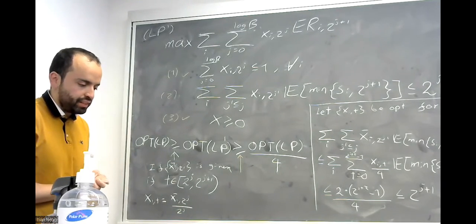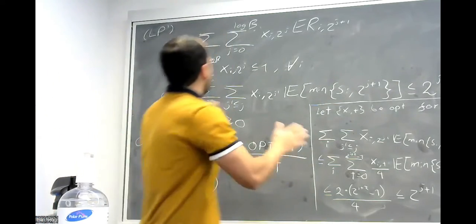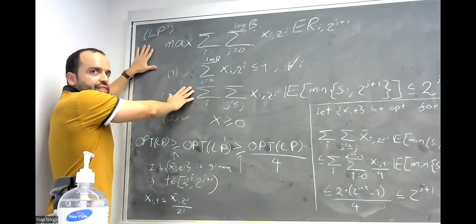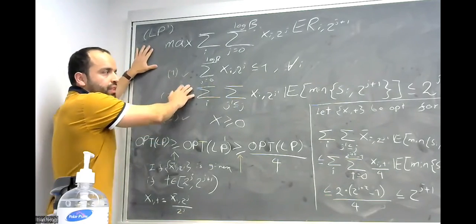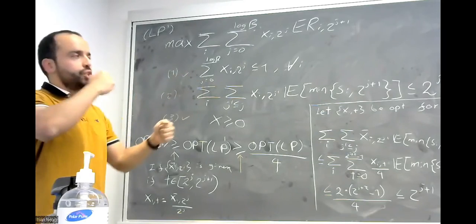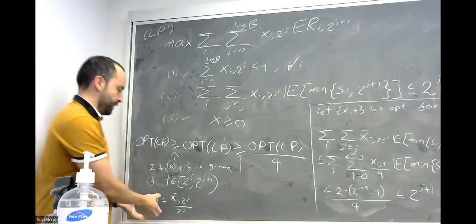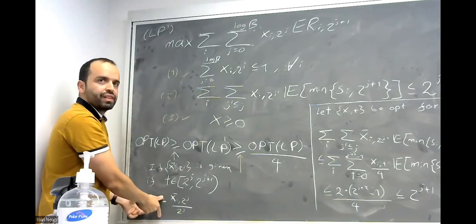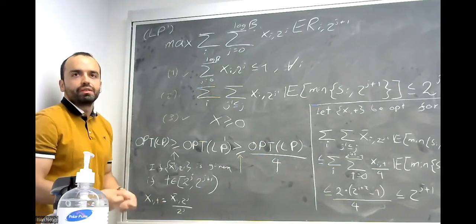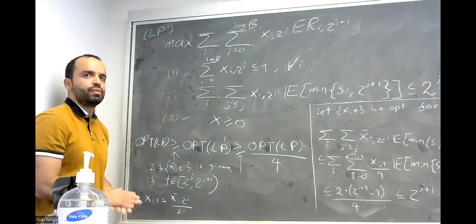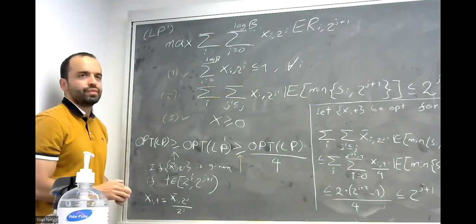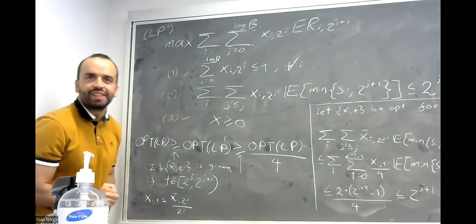So in order to get an algorithm that runs in polynomial time, we compute an optimal solution for this LP that has polynomial size in the input. Then you transform that solution into a feasible solution for the large LP. And then you run the algorithm. So that's all.